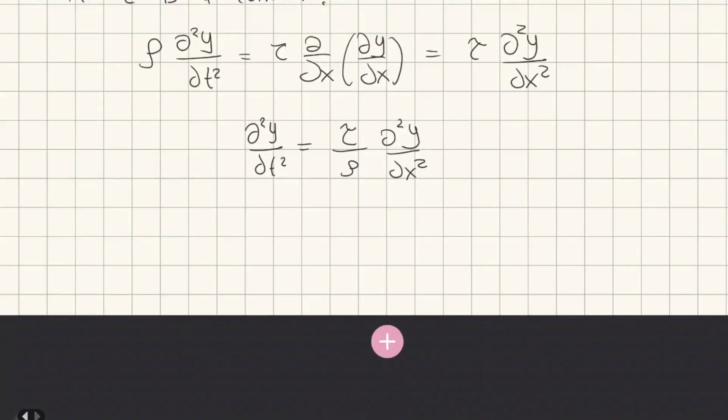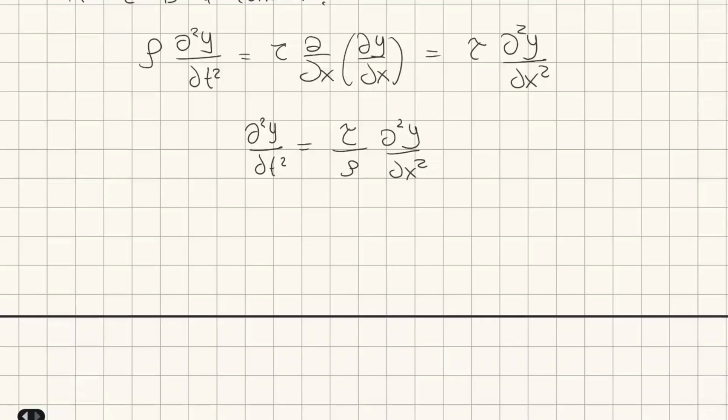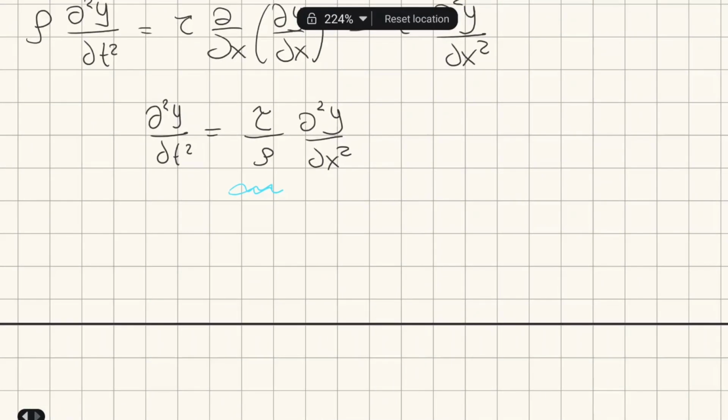And this is very, very interesting because we know that the coefficient of the second derivative of y, in this case with respect to the space coordinate, represents the velocity of the wave, right? So if you already know the structure of the wave equation, you can identify easily that the velocity is equal to the square root of tau divided by rho.